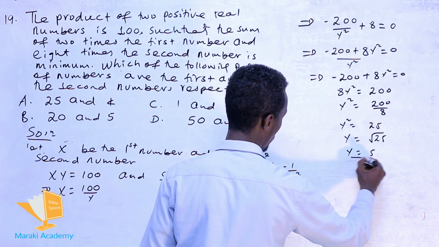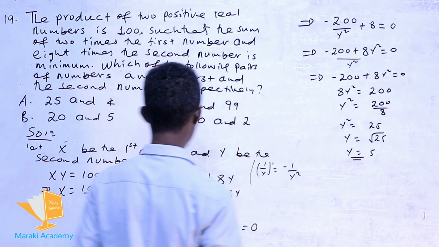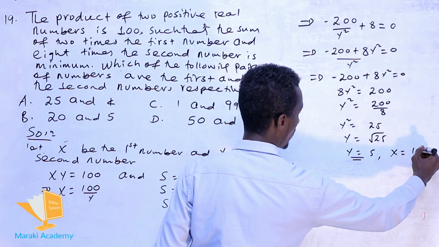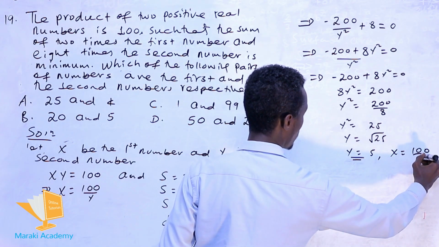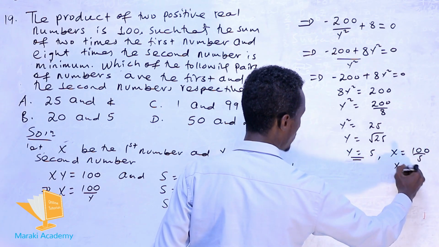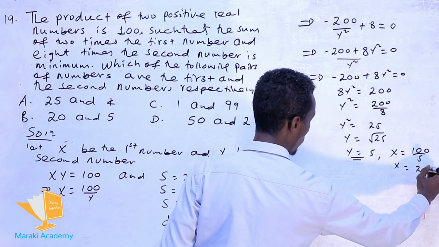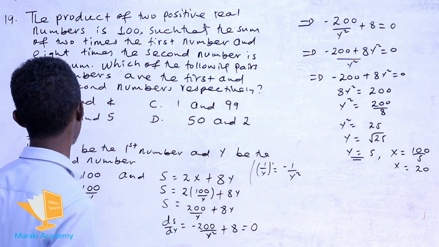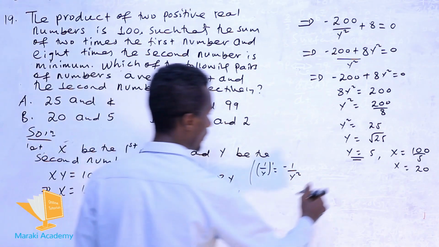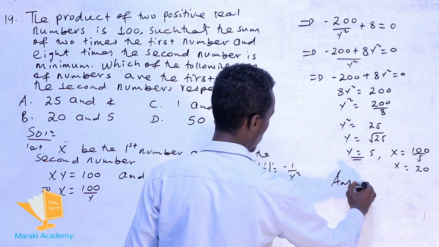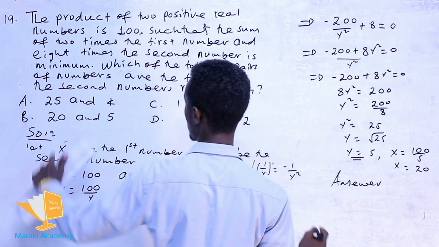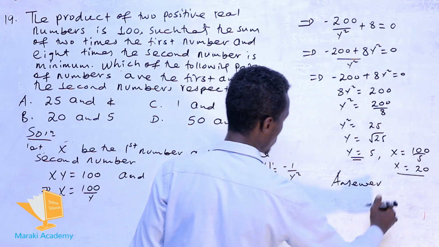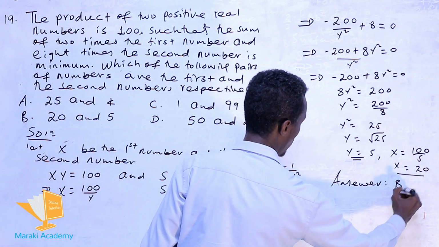So y is equal to 5. The y value is 5, and to find x, x is equal to 100 divided by 5, so the x value will be 20. Therefore the answer is B. The first number is 20, our first number is x, and the second number is y. So the answer is B.